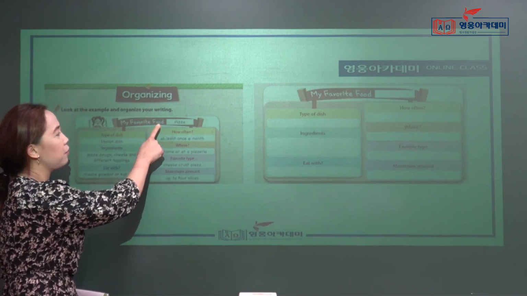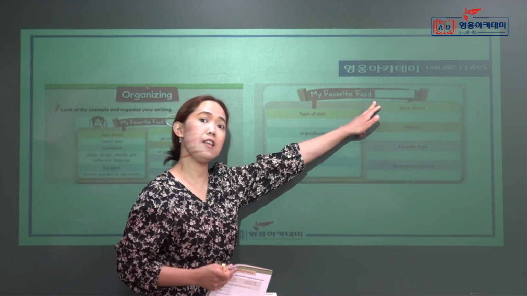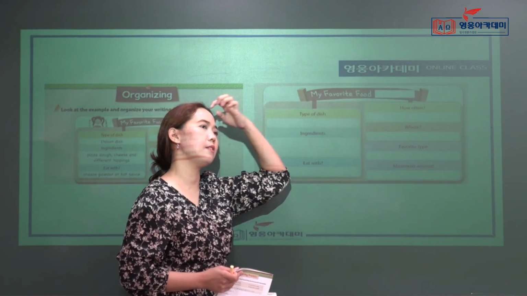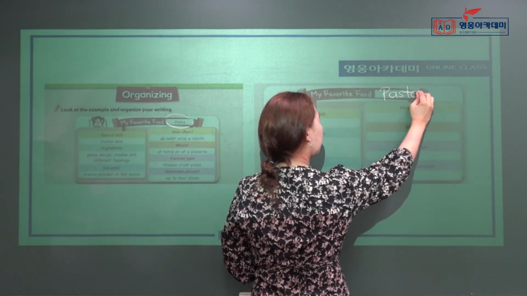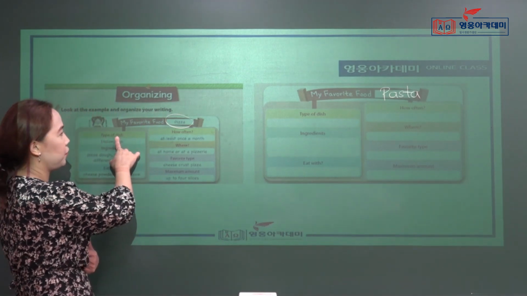So, my favorite food is, this is blank here, right? It's a blank in here, so write your favorite food. My favorite food is pasta. Okay, so type of dish, it's the same.